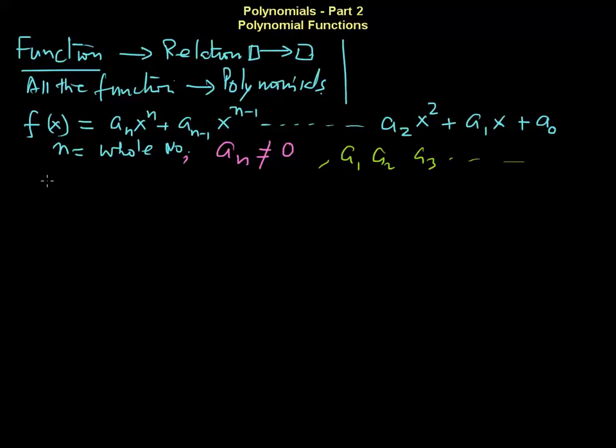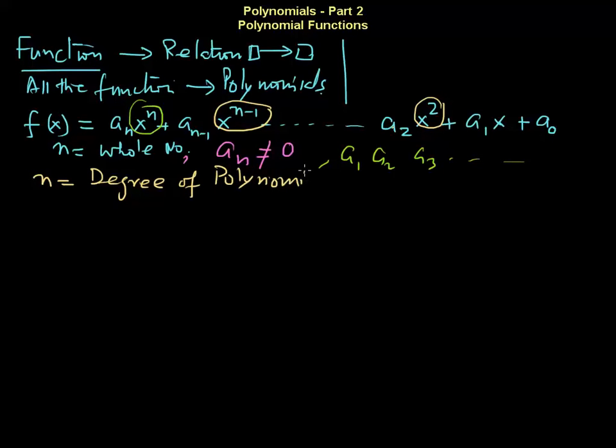The term x here is independent of an. This is an important point to understand: all these x to the power n minus 1, x squared, are independent of a2. And the value of n is the degree of the polynomial. I'll talk about what the degree of a polynomial is and how it is used in defining polynomial functions.